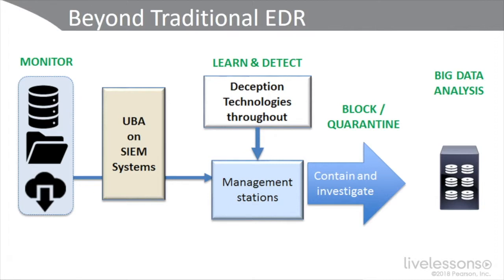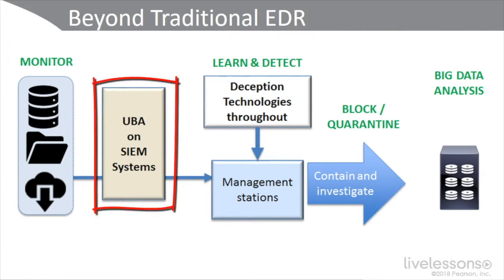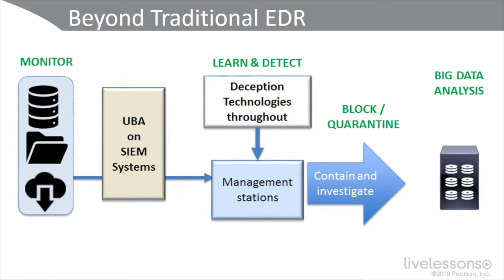Now, in this diagram here, we're going beyond traditional EDR, and that would involve things like user behavioral analytics, and that UBA is running on top of or along with SIEM systems or other advanced systems to do behavioral analytics. We also call this machine learning, or more accurately, deep learning is really the newer term. And this is a newer term for traditional ANN, which is neural networking that's been around for several decades.